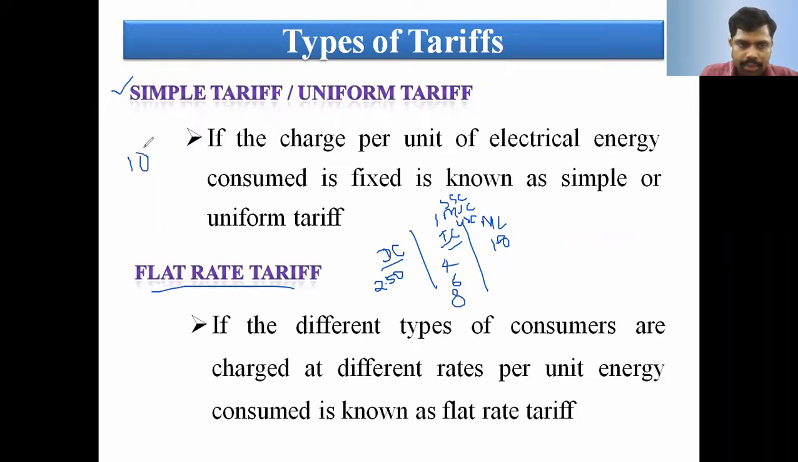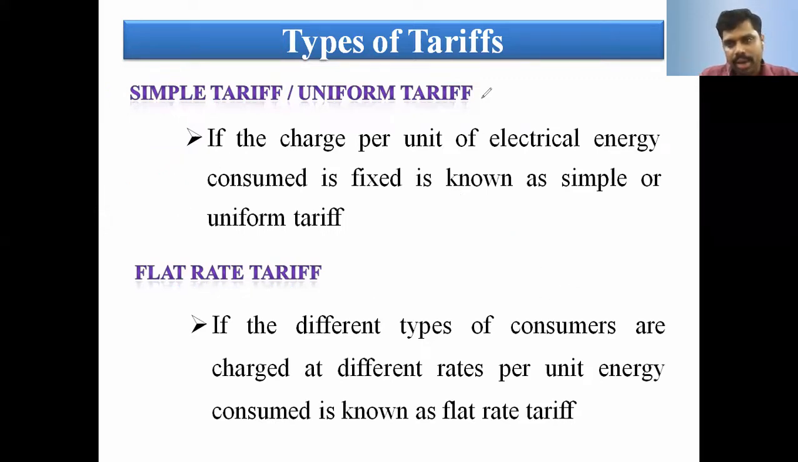And domestic consumers are again split into two types: one is for single phase supply, another is for three phase supply. In single phase supply, the tariff is different, and in three phase supply, the tariff is different. That is the flat rate tariff. The different types of consumers are segregated into different blocks, and they are charged different rates.